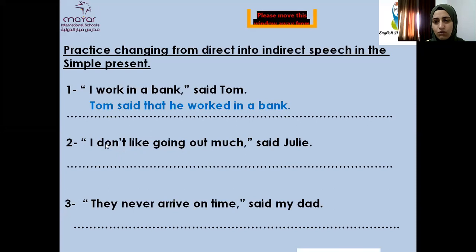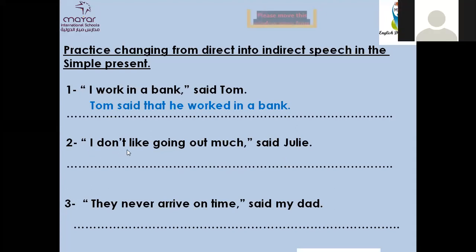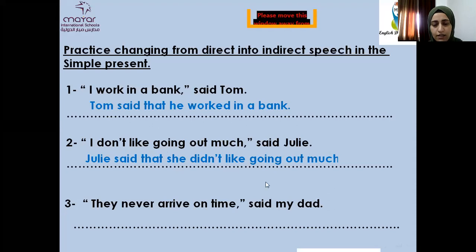Miriam, let me ask you this question. What is the past tense of don't? It is didn't, right? The past tense of don't is didn't. So you change it this way. Julie said that she didn't go too much. All right. Now let's take another student.